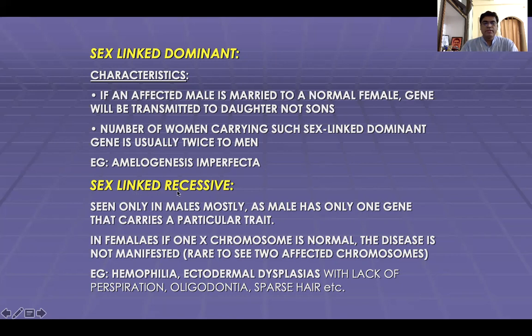Whereas X-linked recessive is seen mostly only in males, as a male has only one gene that carries a particular trait. In females, if the other X chromosome is normal, the disease is not manifested. It is rare to see two affected X chromosomes. Examples are hemophilia and ectodermal dysplasias with lack of perspiration, oligodontia, sparse hair, etc., which are forms of X-linked recessive inheritance that you observe.